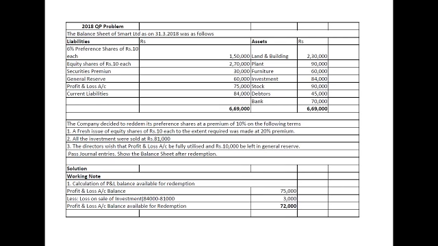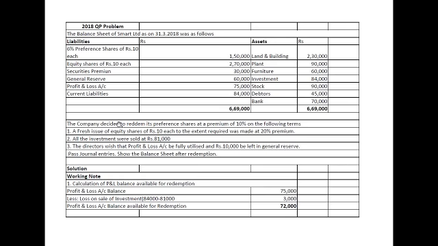Then they gave some conditions. The company decided to redeem its preference shares at a premium of 10%. So the condition of redemption is at premium. Here the nominal value is 10 rupees, so 10% means you are paying 1 rupee premium. So when preference shares are repaid to the preference shareholders, they will get 11 rupees per share, 10 plus 1 because of the premium.